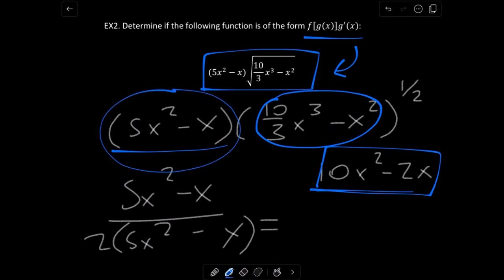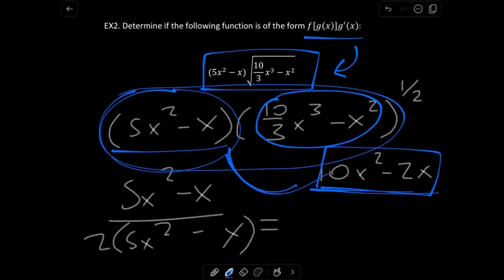The outer function does not have to match exactly with the derivative of the inner function, the 10x squared minus 2x. It just has to be a multiple of the derivative of the inner. Because like I said in the previous example, we can always manipulate the function that they give us to get it into a form where the outer function matches the inner exactly. But we don't need to do that. That's just extra work, and we are going to get to the same answer eventually. So that's what we have here. The answer to this question is yes, it is of this form.